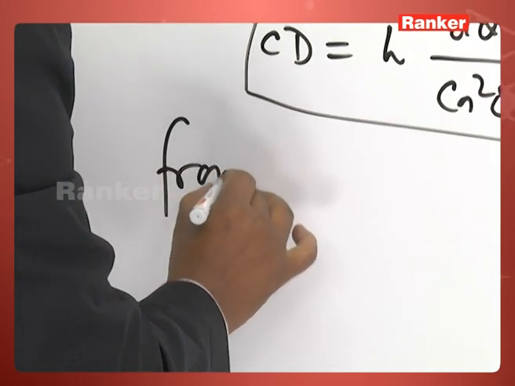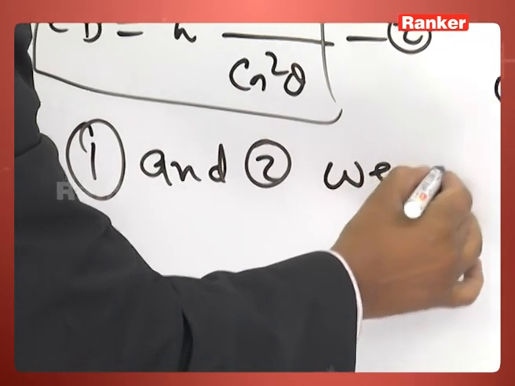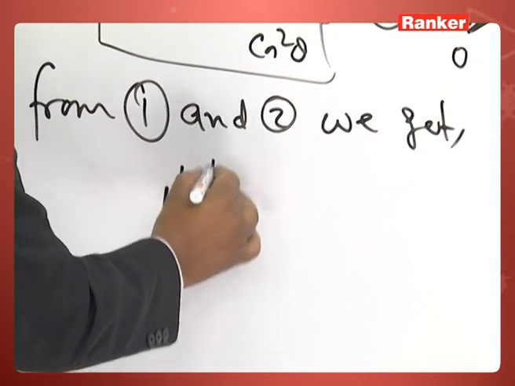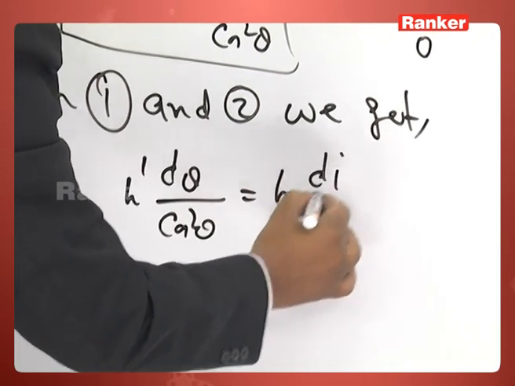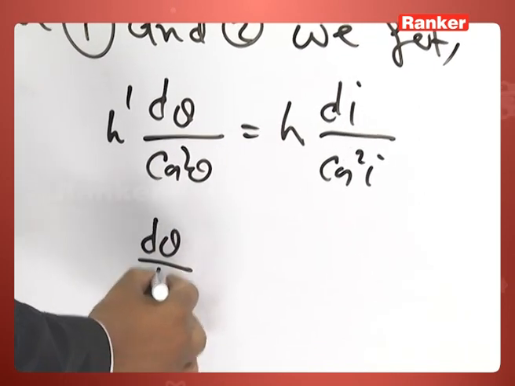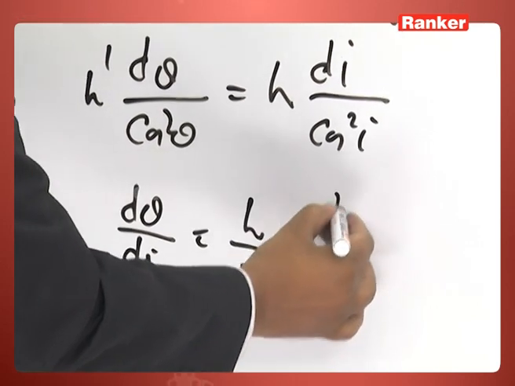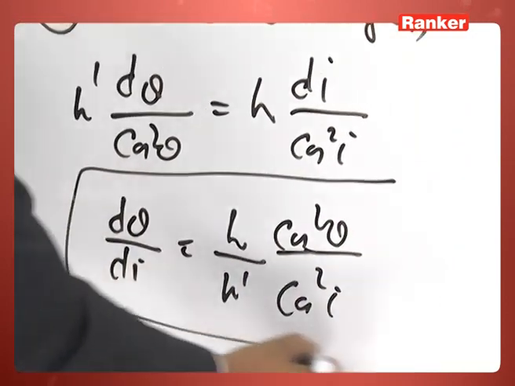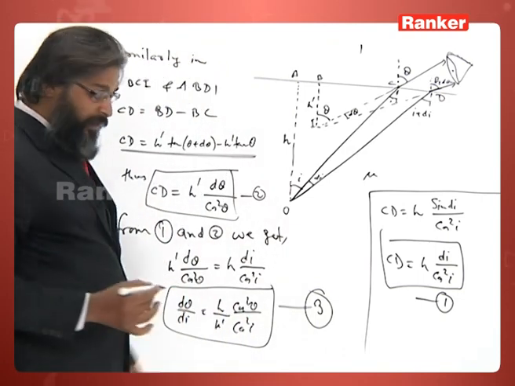So from equations 1 and 2, we get CD compared. So H dash d theta by cos square theta is H DI by cos square I. So we got d theta by DI is H by H dash, cos square theta by cos square I. This is the most important result, equation number 3. Please note down these steps.